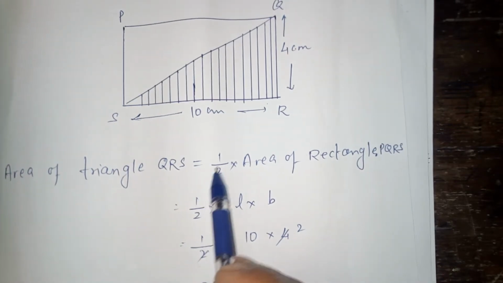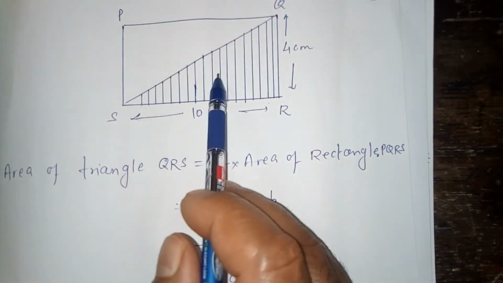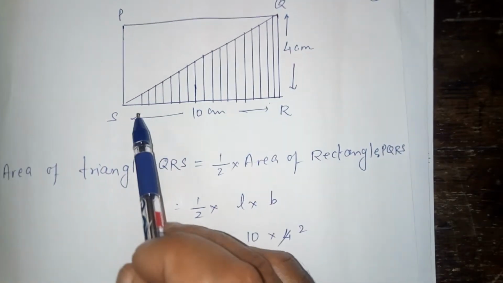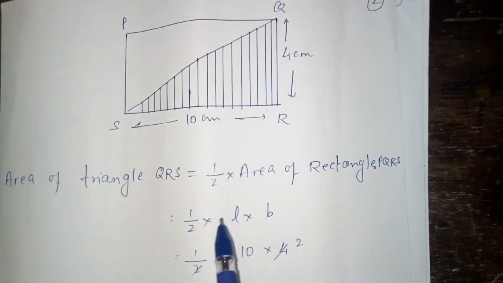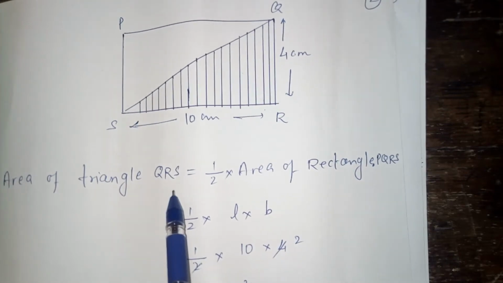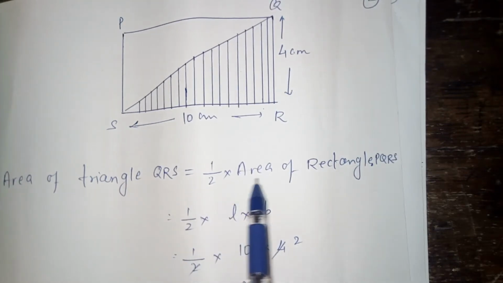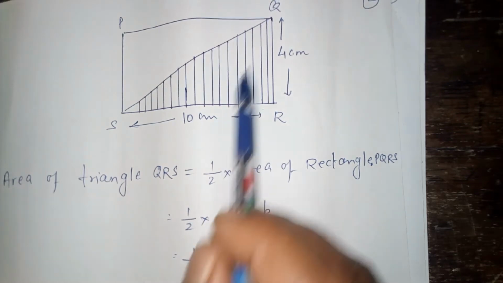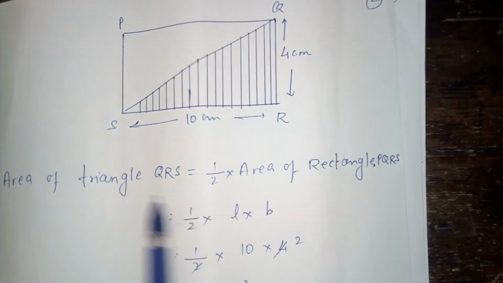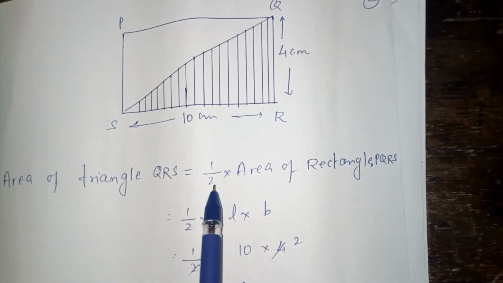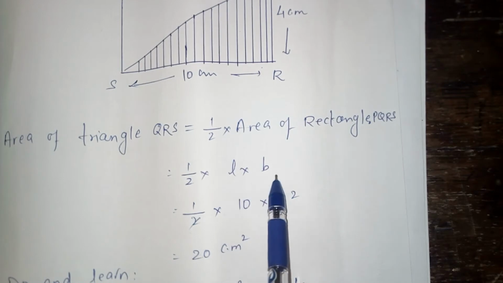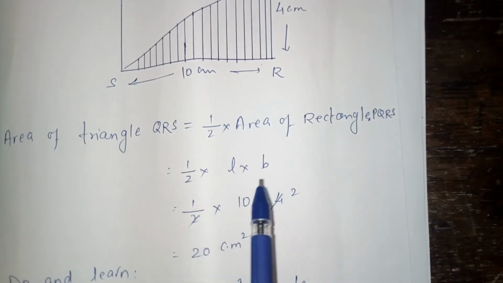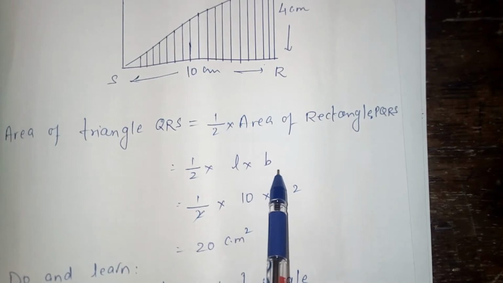My dear students, why are we saying half? The meaning is this triangle QRS is half of the area of rectangle PQRS. So the area of triangle QRS is equal to half into the area of rectangle PQRS. As you are looking, the area of a rectangle is length into breadth. So half into length into breadth. L stands for length and B stands for breadth.